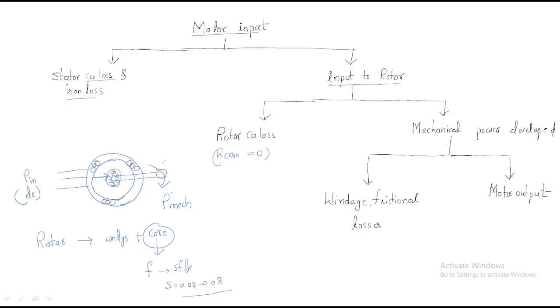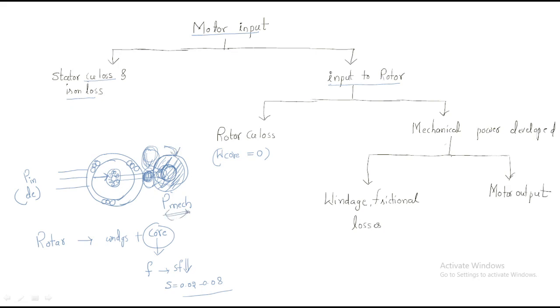Is the mechanical power directly given to the output or not? No, it is not possible. The mechanical power must supply the load. For example, this is the load supplied by the induction motor. Before reaching it, there is a coupling connection, so due to windage and friction some loss will occur, and the remaining power is produced as output.